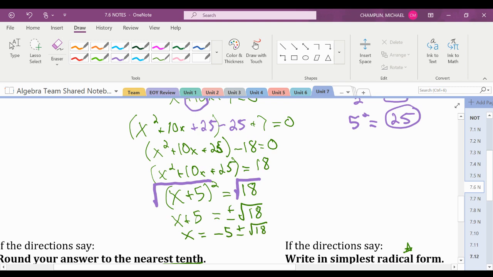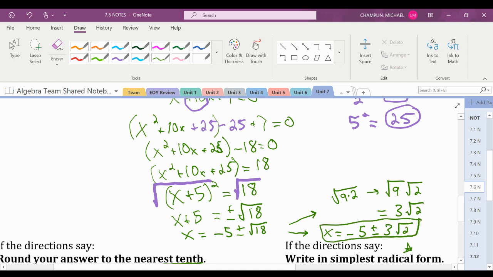But notice the square root of 18, that's not simplified, right? Because you have the factors 9 times 2, which in other words would be the square root of 9 times the square root of 2, which means that's going to be 3 square root of 2. So technically my answer is going to be x equals negative 5 plus or minus 3 times the square root of 2.